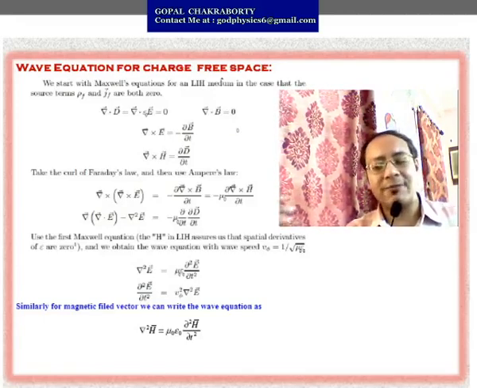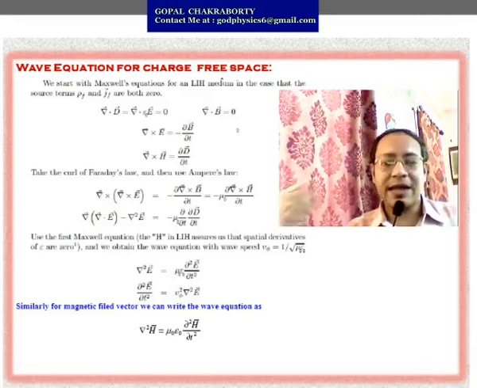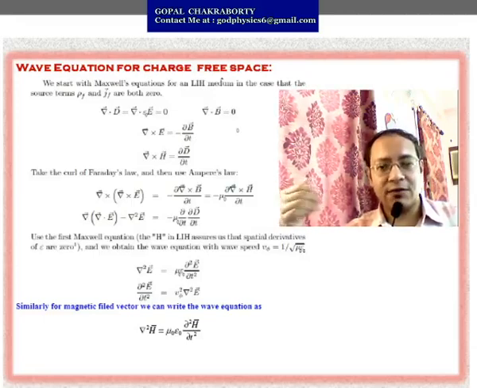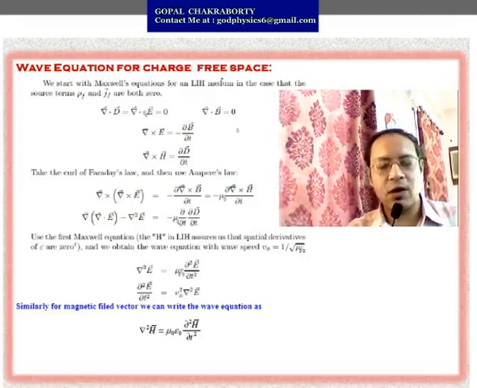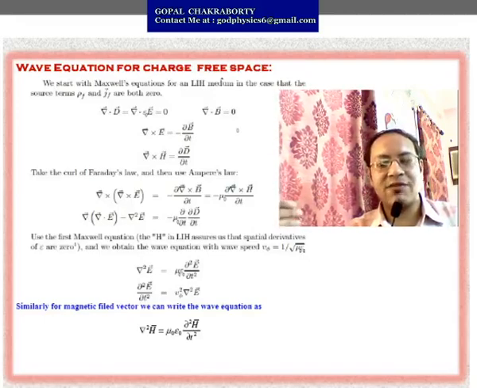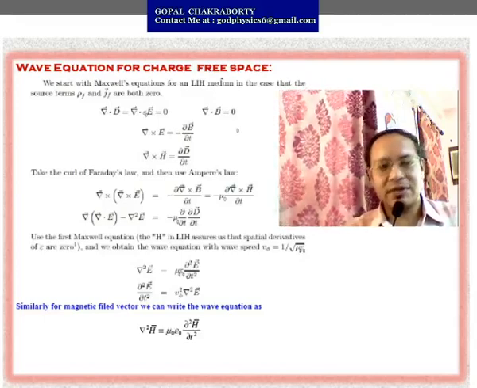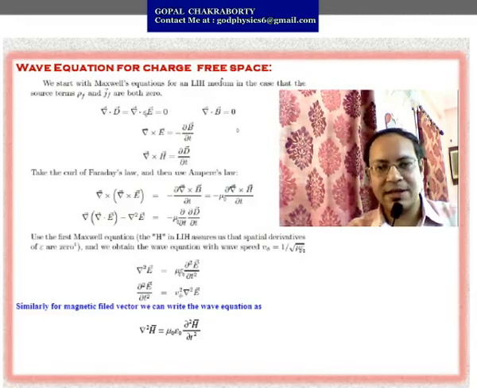Similarly, if you are going to find the wave equation for magnetic field H, you have to start with Maxwell's equation 4. You take the curl of equation 4, and then substitute the value of del cross E from the third equation. So this is the procedure. I will show you step by step how I am going to derive this.